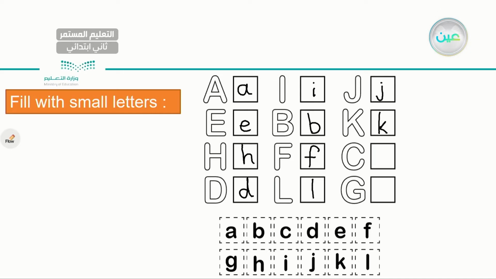Small k. Excellent. Next one, capital C. Small c. And the last one here, I have capital G. Small g. Very good, my dear student. Okay, so we match the capital letters with the small ones.